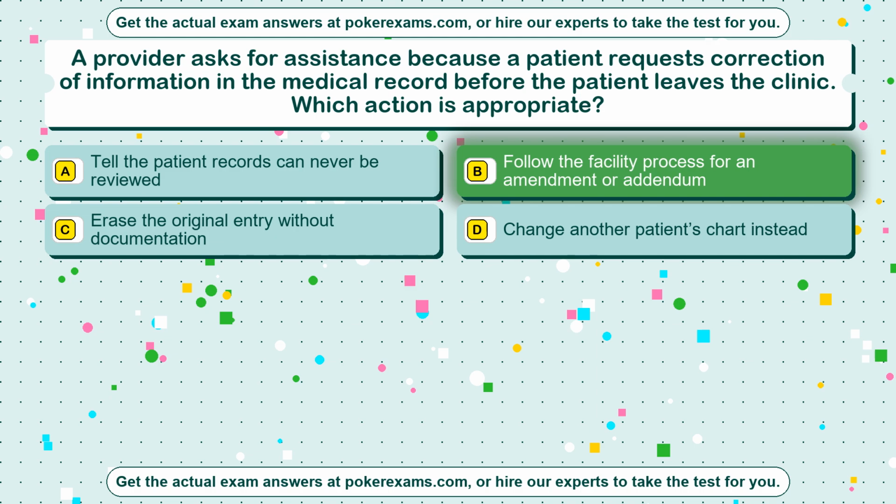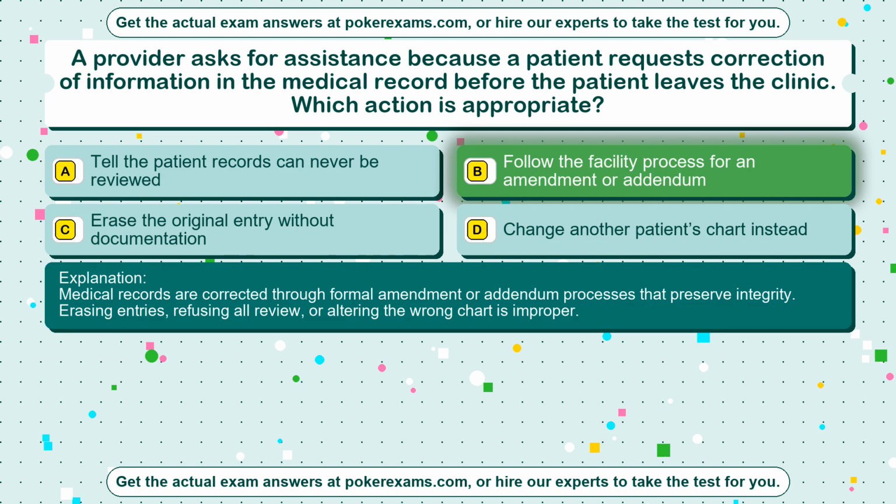Follow the facility process for an amendment or addendum. Medical records are corrected through formal amendment or addendum processes that preserve integrity. Erasing entries, refusing all review, or altering the wrong chart is improper.